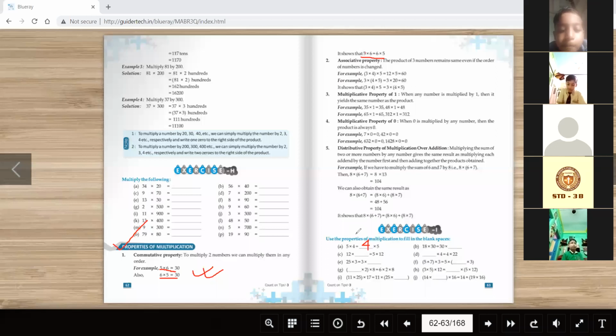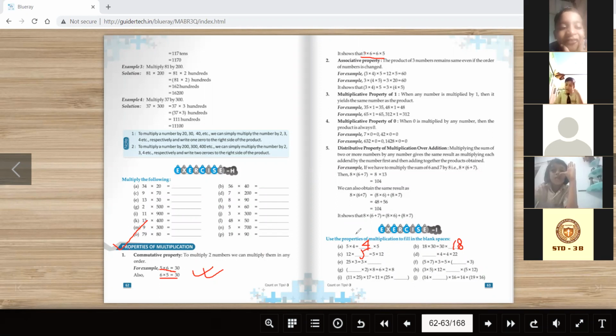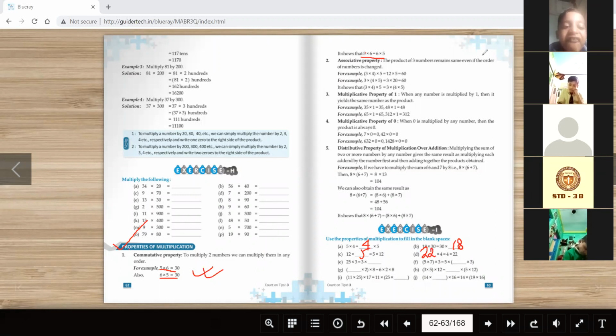Okay, so for B sum, we will also use the same commutative property. 13 into 18 equal to 18 into 13. No more sums or calculations in between we need to do. We can only write the multiplications and just put the digits over here. Same for the sums C and D: 12 into 5, and here 22 into 4. Like this way we can solve the sum.